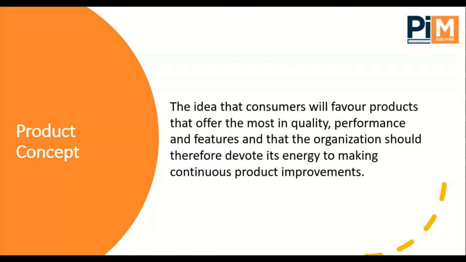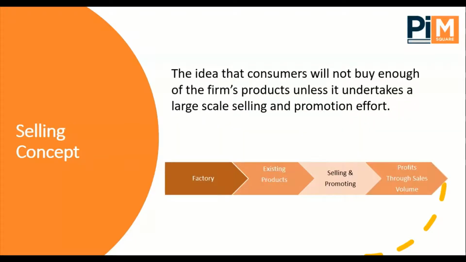Let me give you an example here. If you see Apple's iPhone, they have come up with a number of versions, new innovations, and new thoughts on the product. The consumers are favoring the products because of their quality, performance, and features. So the organization is devoting complete focus to how they can come up with different types of features and functionalities for their product. This is what is called the product concept, focusing much on the product part.